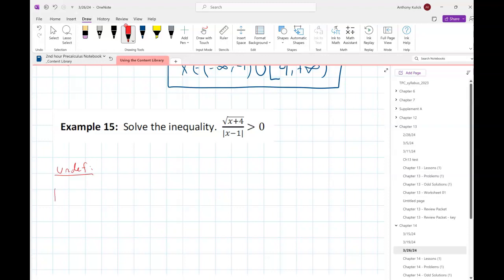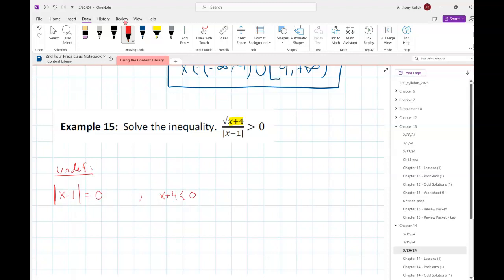So if the denominator is 0, everybody's okay there? And where else? If the stuff under the radical is negative. Everybody's okay there?